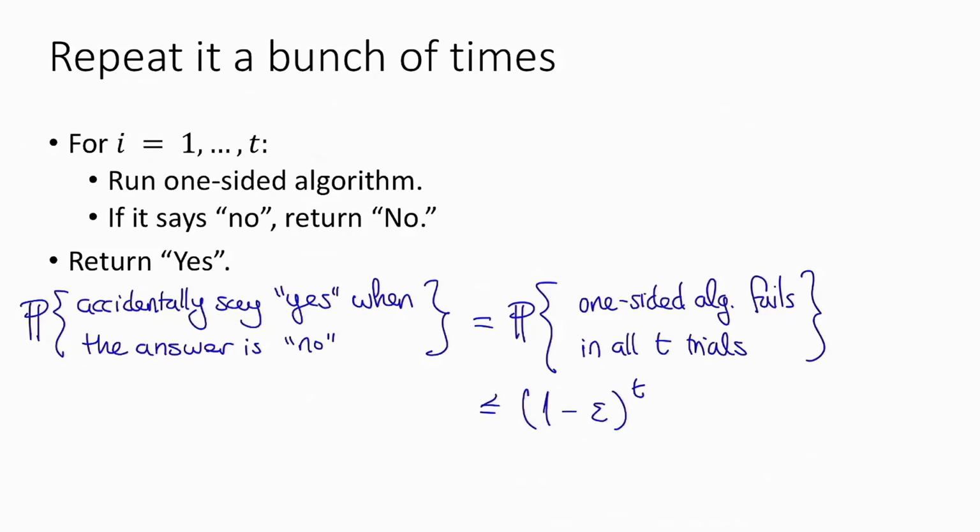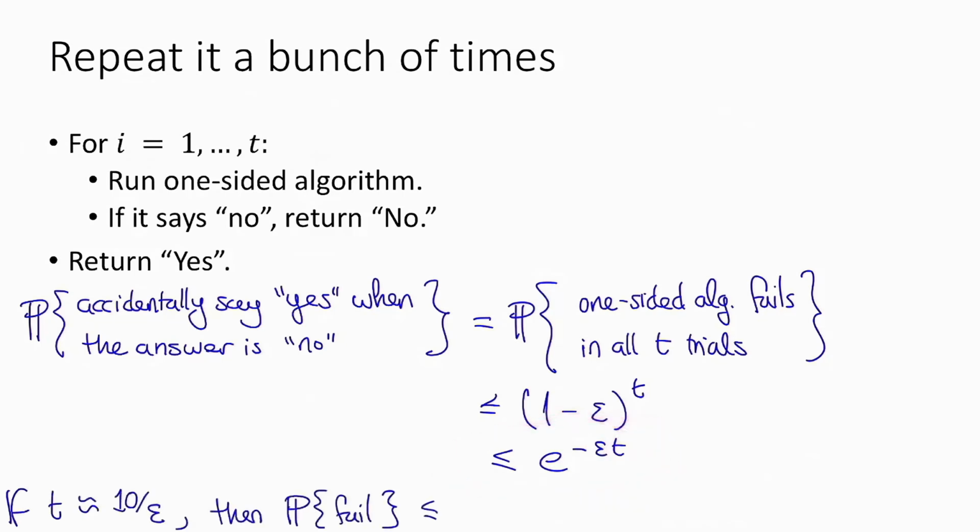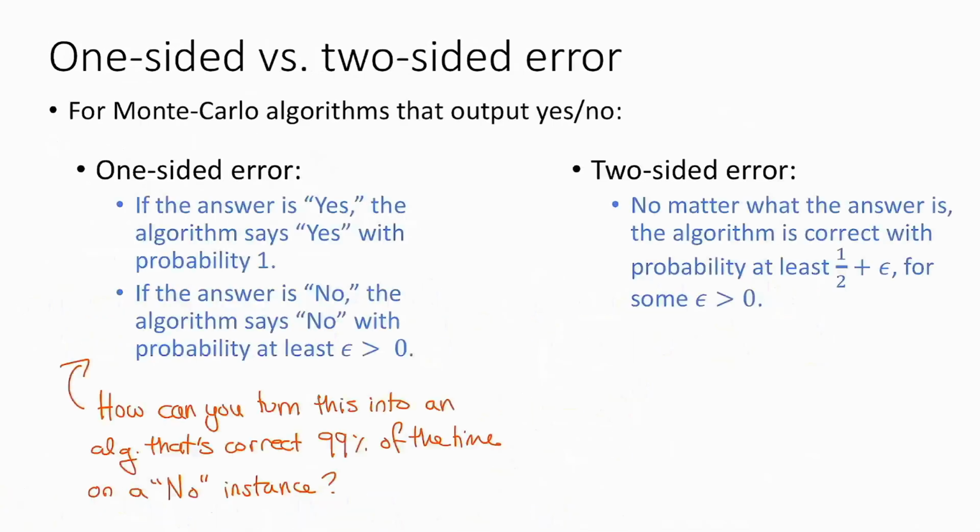So here comes a very, very useful approximation. 1 minus epsilon is always less than or equal to e to the negative epsilon. Super useful approximation. Let's use it here. This is less than or equal to e to the minus epsilon t. So this means that if we choose t large enough, perhaps to the tune of like 10 over epsilon, then this number is super small. It's like e to the minus 10, which is tiny.